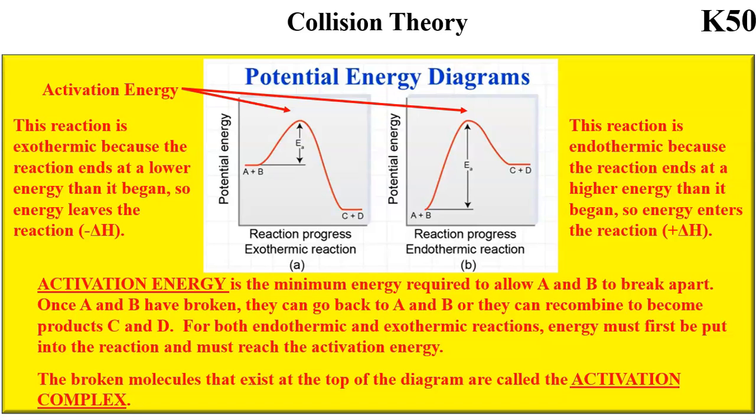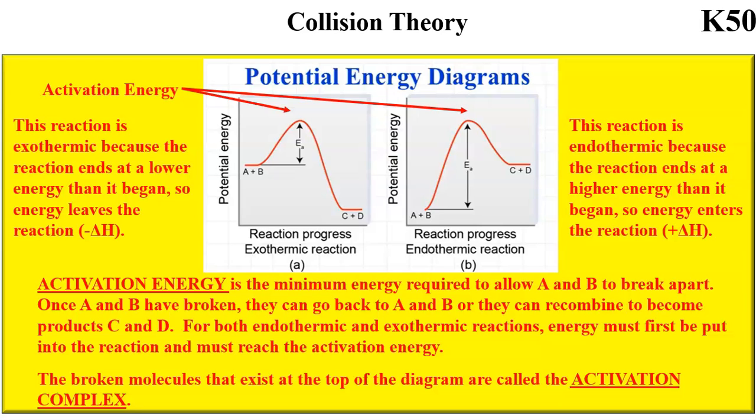So this reaction is exothermic. Again, another example of this, because the reaction ends at a lower energy than it began, so energy leaves the reaction. That would be a negative delta H, negative change in enthalpy. On the right-hand side, this reaction is endothermic because the reaction ends up at a higher energy than it began, so energy enters the reaction. That's a positive delta H, positive change in enthalpy.